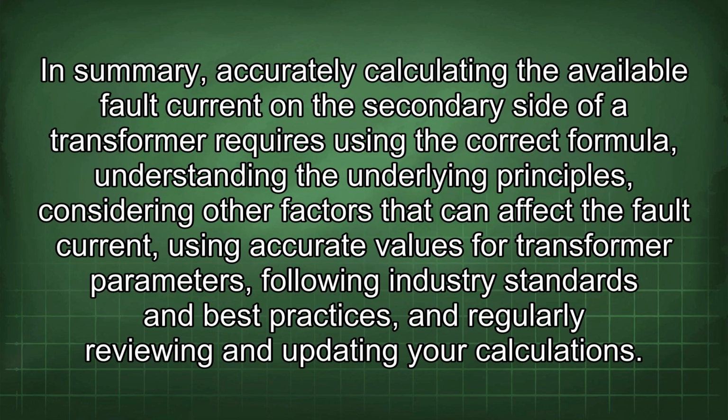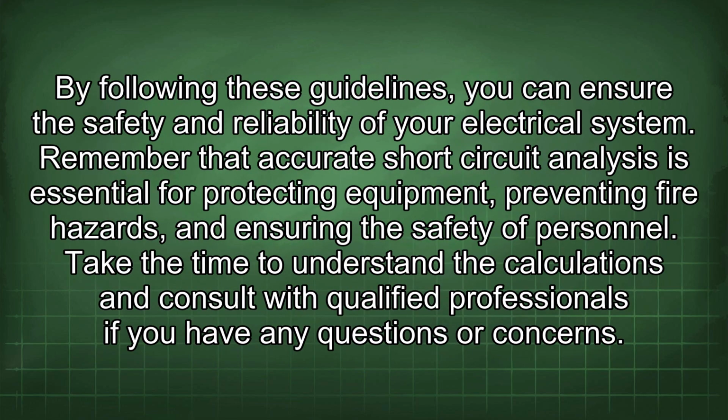In summary, accurately calculating the available fault current on the secondary side of a transformer requires using the correct formula, understanding the underlying principles, considering other factors that can affect the fault current, using accurate values for transformer parameters, following industry standards and best practices, and regularly reviewing and updating your calculations. By following these guidelines, you can ensure the safety and reliability of your electrical system.